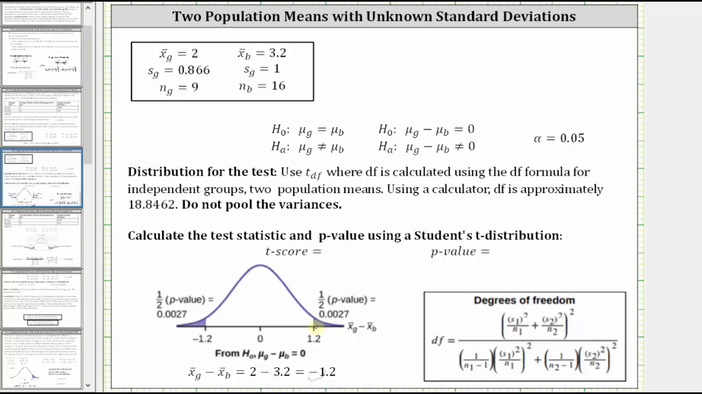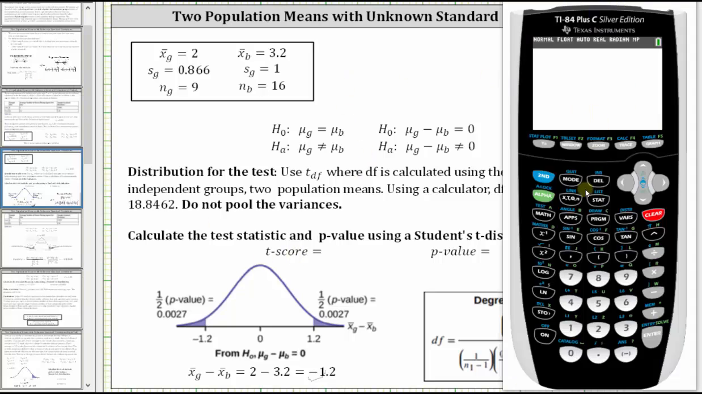Let's go to the TI-84 and determine the t-score and the p-value. To do this, we press stat, right arrow to tests. We want option 4, two-sample t-test. We press 4. For the input, we use statistics, which I've already selected. Down. X bar sub 1 is x bar sub g, which is 2. Enter. The sample standard deviation, s sub g, is equal to 0.866. Enter. The sample size is 9.